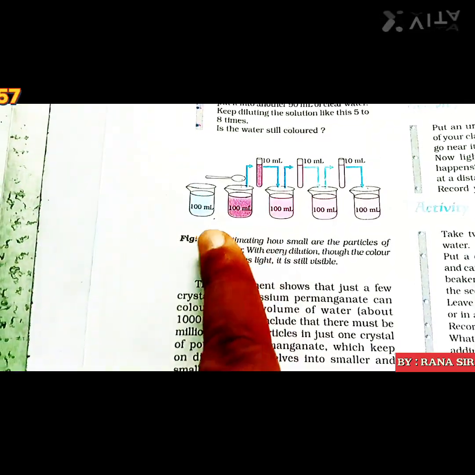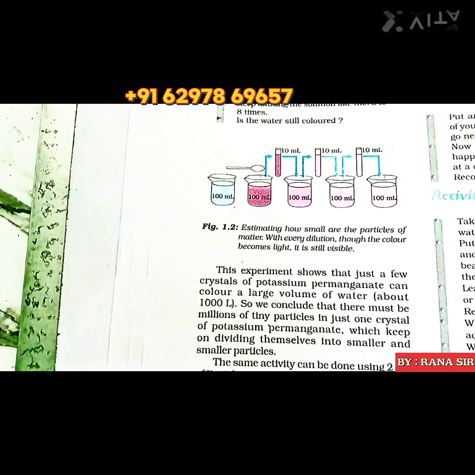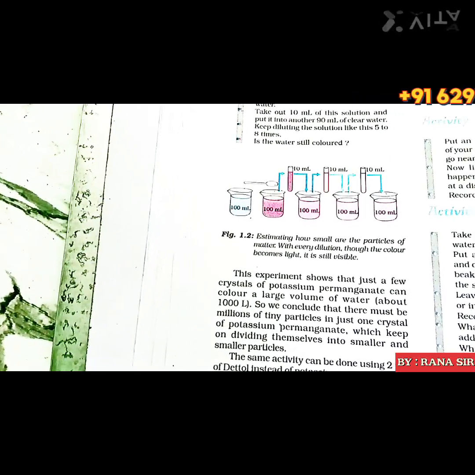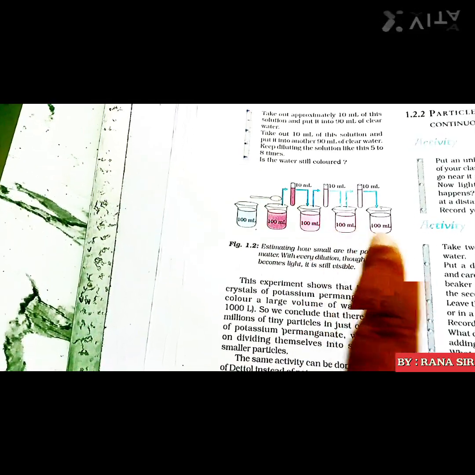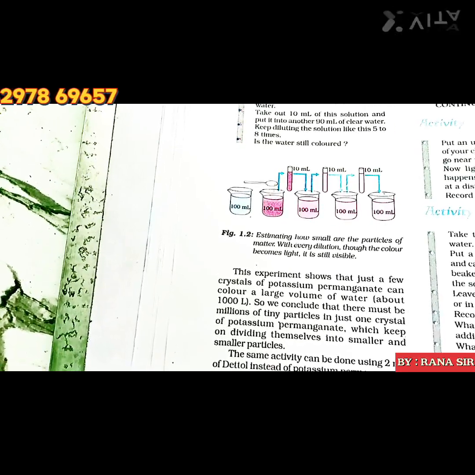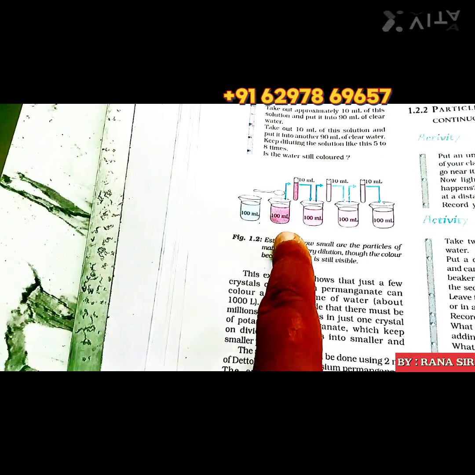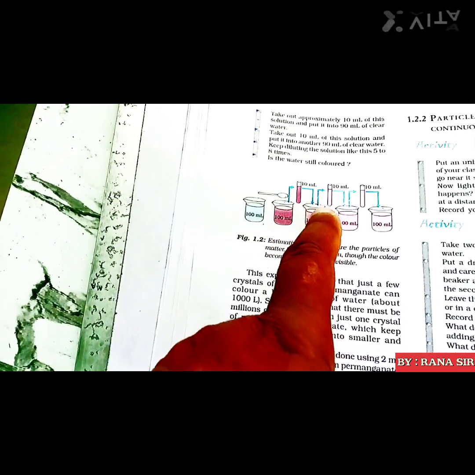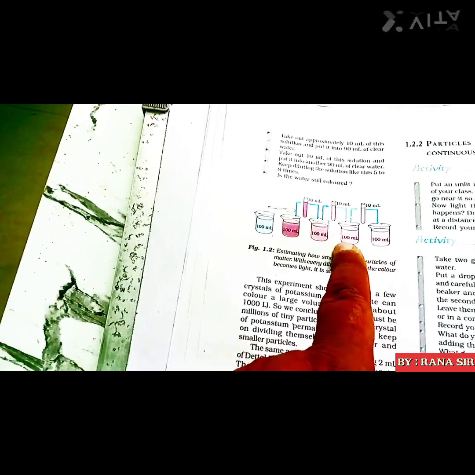So in this experiment, 100 milliliters of clean water has been taken. In it, a spoon of potassium permanganate is put. There are 4 jars of water, each having the same 100 ml of water. And see the color, the same potassium permanganate, 10 ml is put from this jar to this jar, and from this jar to this jar, and from this jar to this jar.